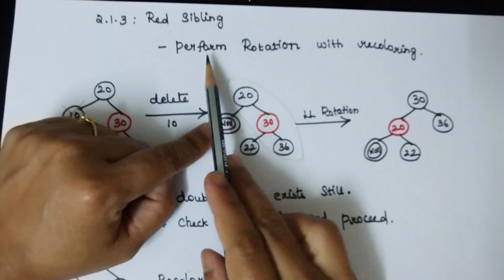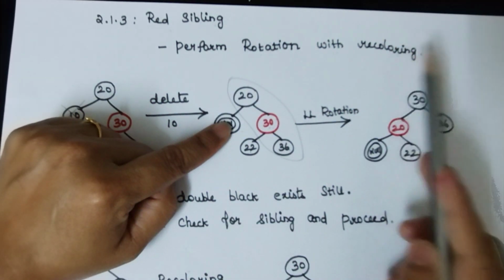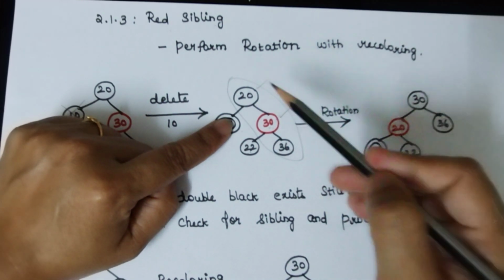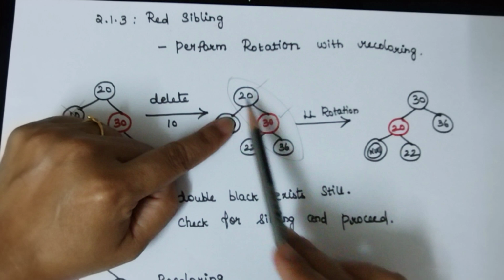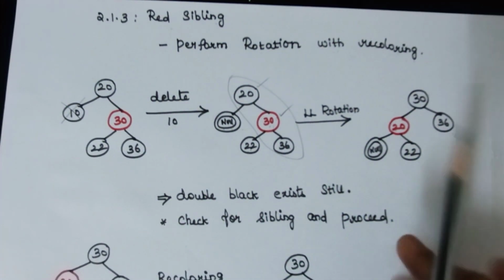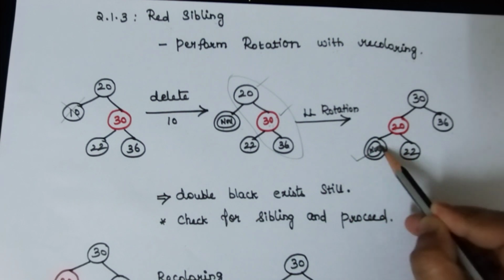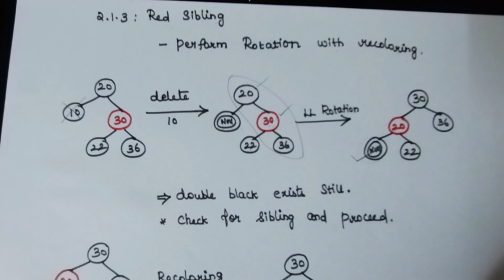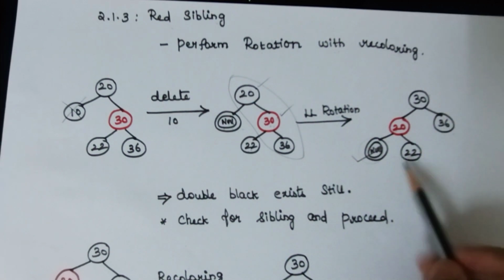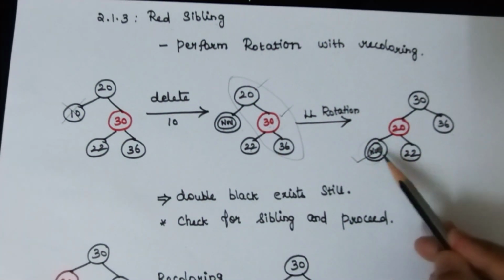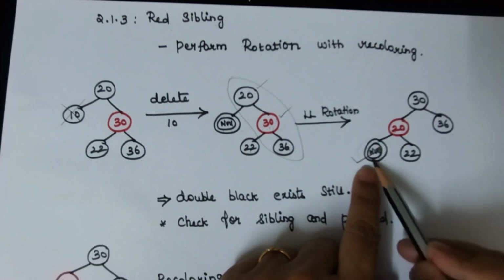And one more thing, after performing rotation you are doing recoloring. You need to recolor the parent and the grandparent, so you are just swapping the color of the parent and grandparent. After performing rotation, this double black will remain as it is. It will not get eliminated after performing rotation with recoloring when your sibling is red. In that case, again check the color of the sibling.